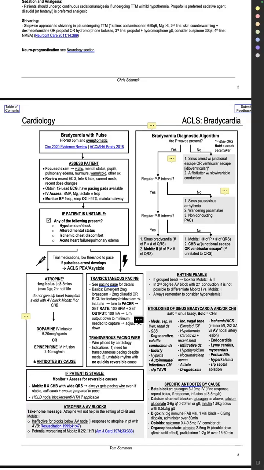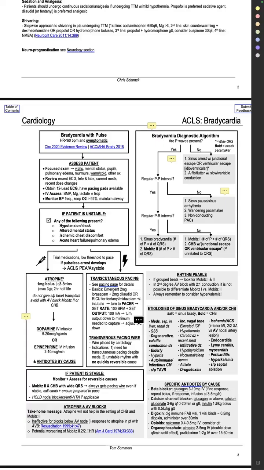They're going to stabilize after that point. And when they're stable, you monitor and assess for reversible causes, so the H's and T's that I talked about earlier. And if it's Mobitz type 2 or complete heart block with wide QRS, they always get a pacemaker. And you hold the antihypertensive meds or nodal blockers, such as beta blockers or calcium channel blockers.